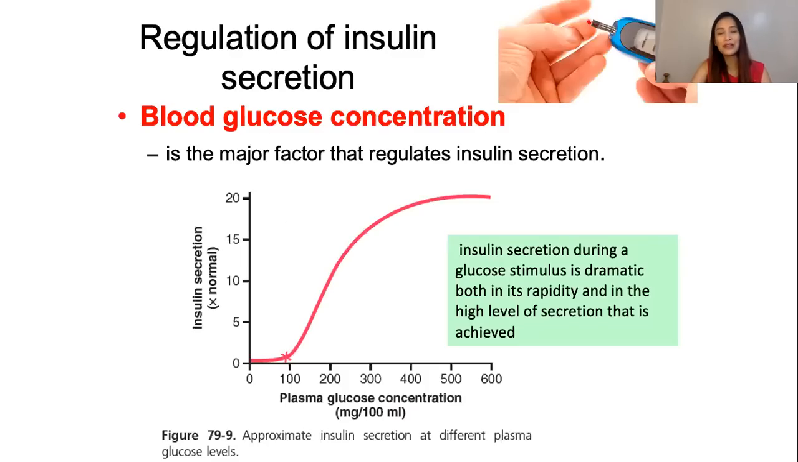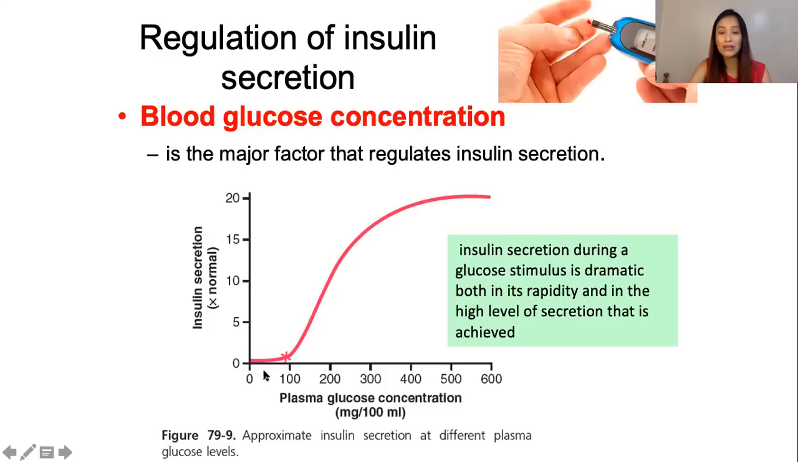So how do we regulate insulin secretion? First, the major factor that regulates insulin secretion is your blood glucose concentration. As you can see, this graph shows on the x-axis your plasma glucose concentration, and on the y-axis your insulin secretion.